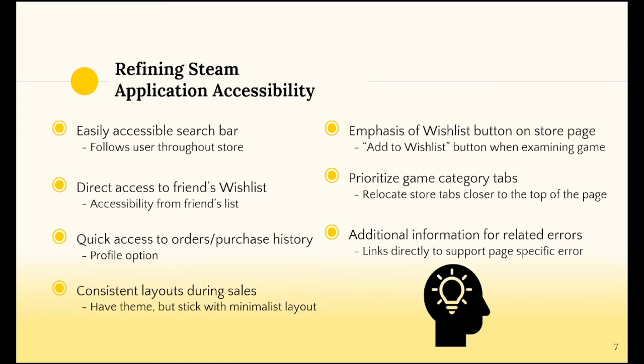Prioritizing the game category tabs. Relocate those tabs closer to the top. You have to go pretty far down the store page in order to find those tabs, and that could promote people getting more pre-orders. And lastly, but definitely not least, is additional information on related errors. Getting links directly from the support page for that specific error would be astronomical in helping users that maybe aren't used to it improve the time it takes to fix an error. So these are the suggestions that we made.